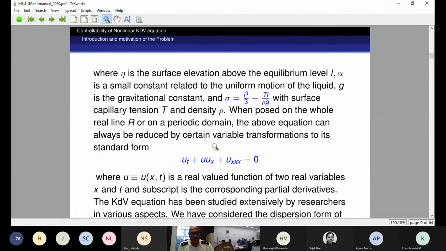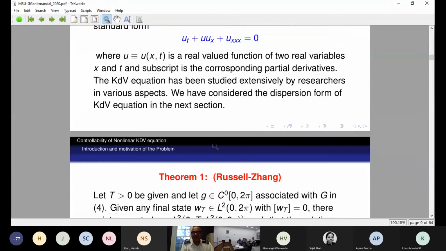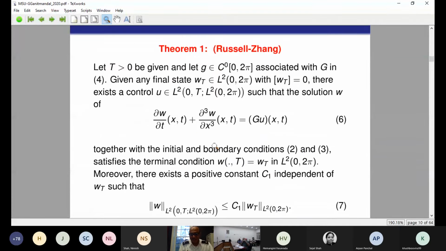Because when this one was identified, the control part was first done by Russell and Zhang, and that's what I would like to discuss over here. Russell and Zhang derived the control part of this KdV equation. Then the problem remained unsolved for almost 15-20 years, and we proved the controllability of the nonlinear system of the KdV equation. Another thing is that the control definition is different from system to system.